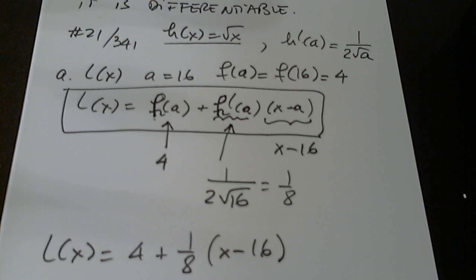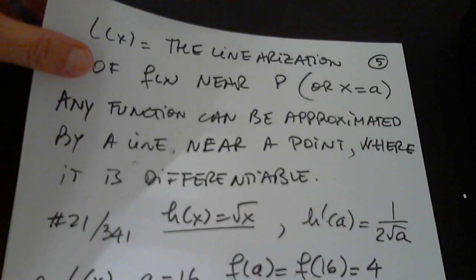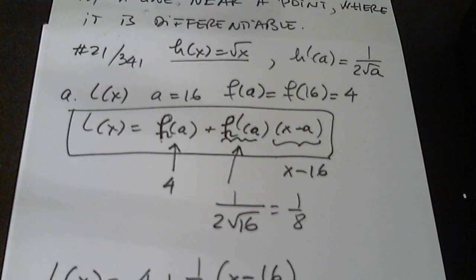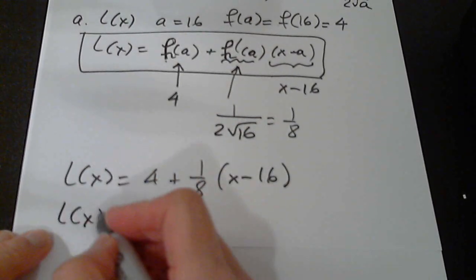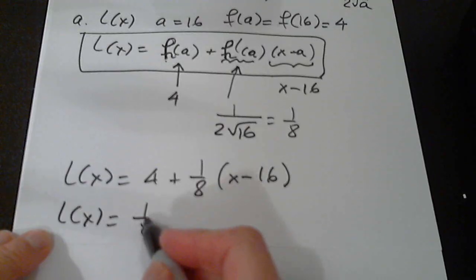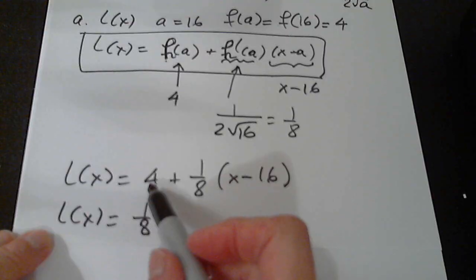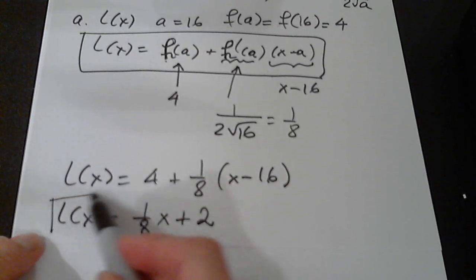Is that okay? Yes? Is this okay? Other questions? Anybody? Were you able to follow this? Okay, so then L of x equals, I distribute, 1/8 x. 1/8 times 16 will be 2, so minus 2, and minus 2 plus 4 is 2. This is final.